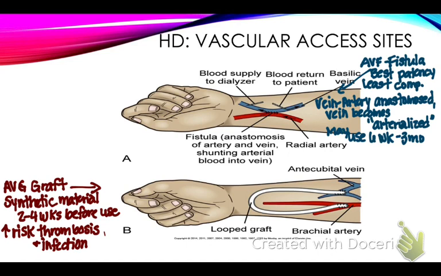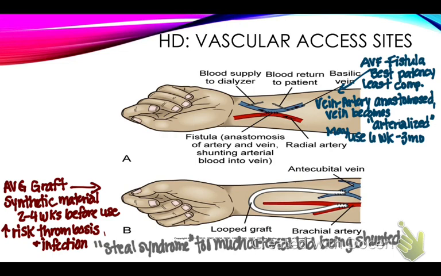And with this one, like I said, 6 weeks to 3 months. It could be even longer, just depending on how well this occurs and how fast this occurs. But the vein artery anastomose, and the vein becomes arterialized. Steal syndrome could happen with either one of these, and it is just too much arterial blood is being shunted.